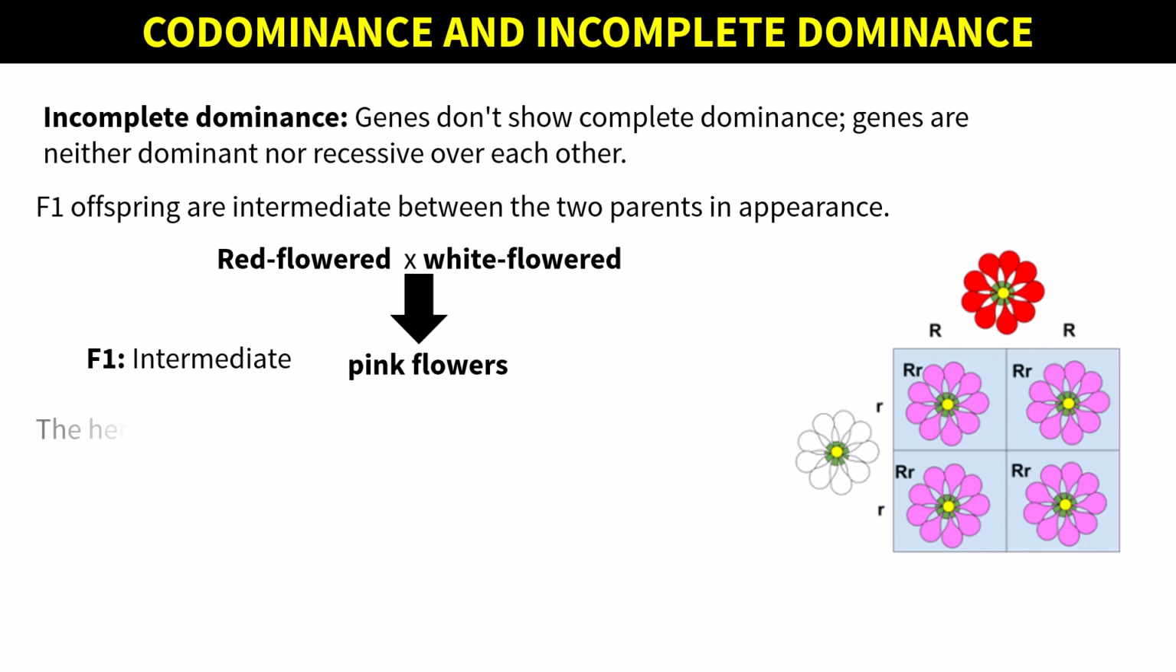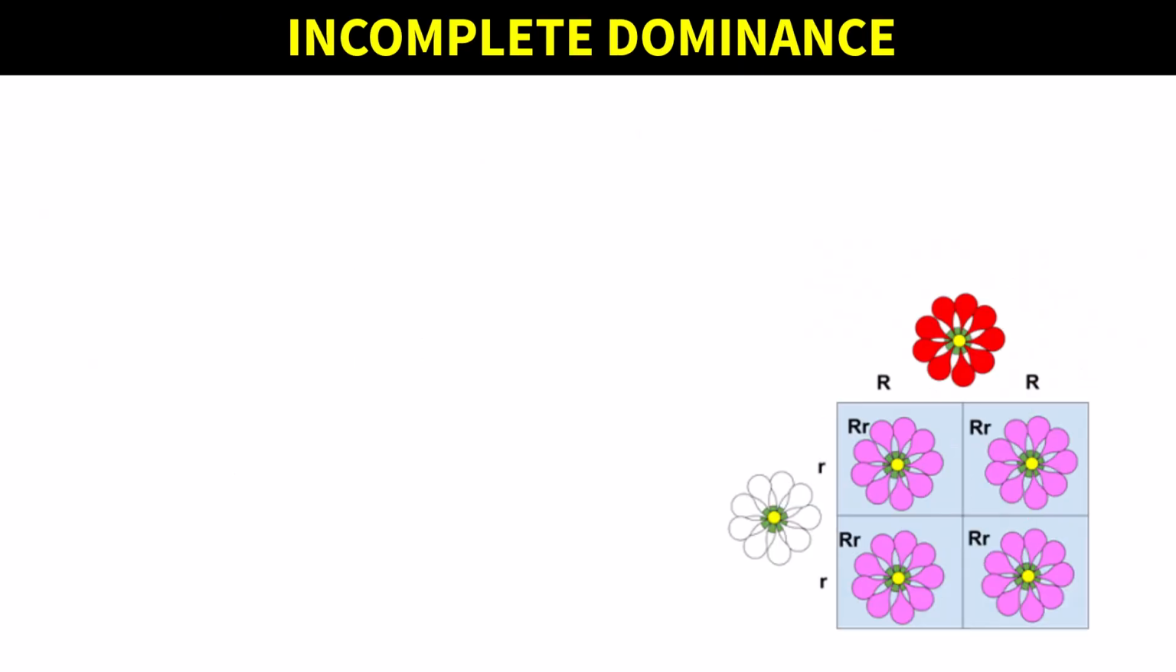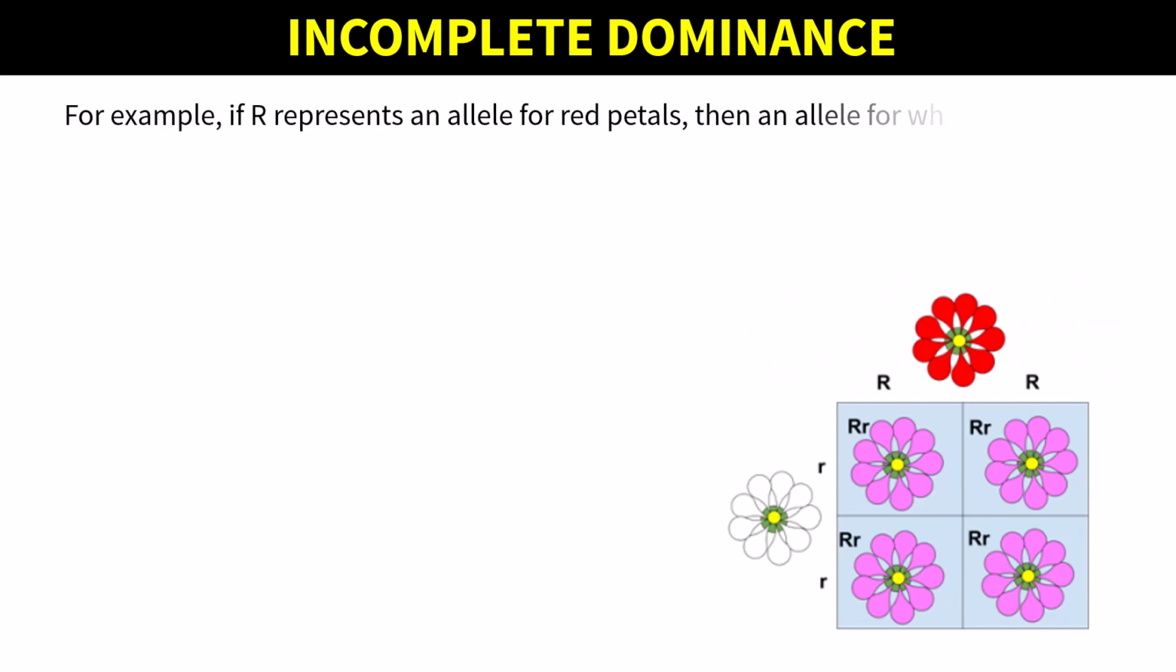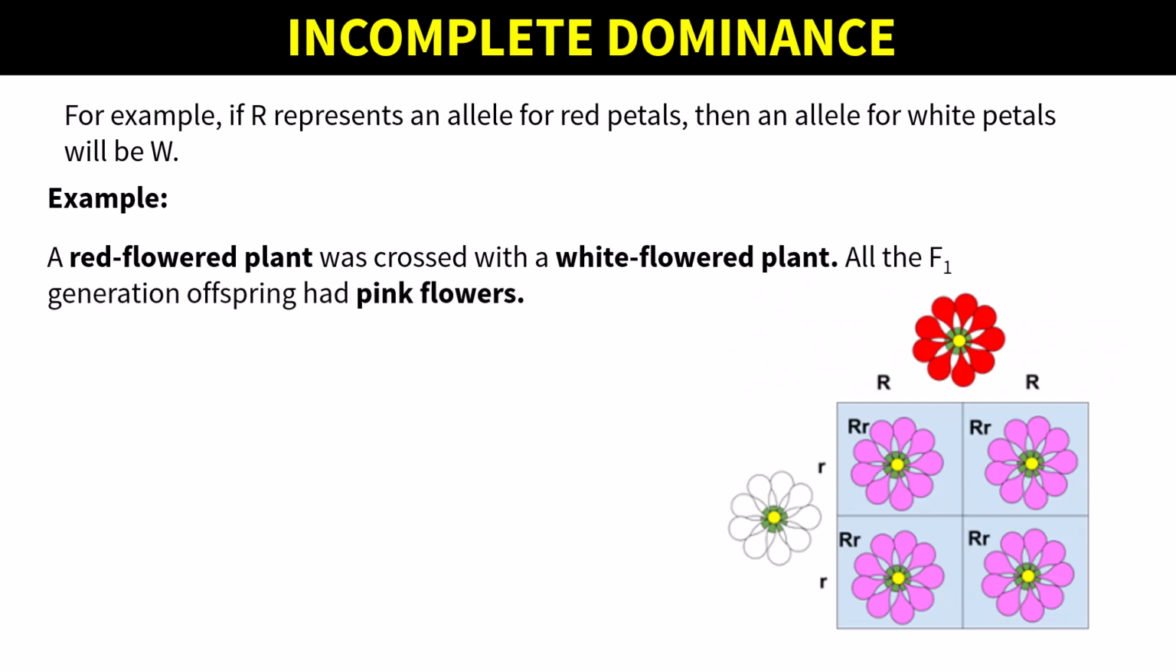The heterozygous condition produces different phenotypes from the homozygous state of either allele. Genes responsible for incomplete dominance are represented by capital letters, but of different kinds. For example, if capital R represents an allele for red petals, then an allele for white petals will be capital W. Example: a red-flowered plant was crossed with a white-flowered plant. All the F1 generation offspring had pink flowers.